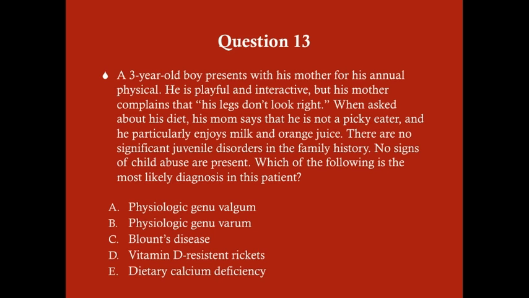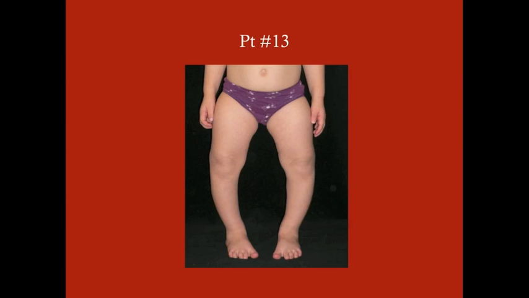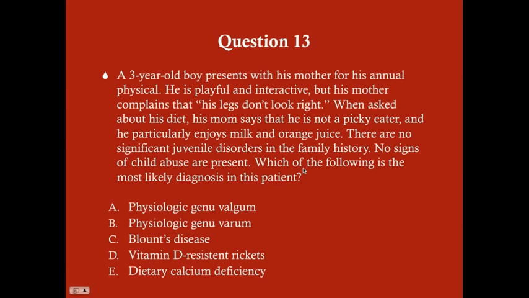Alright, the answer for this question is B. Physiologic genu varum. So this is a patient who has genu varum, as you can see by the curvature of the legs. It's bilateral genu varum. However, this patient is only 3 years old, and there is always a normal period of both genu valgum and genu varum that you need to be aware of in growing children.